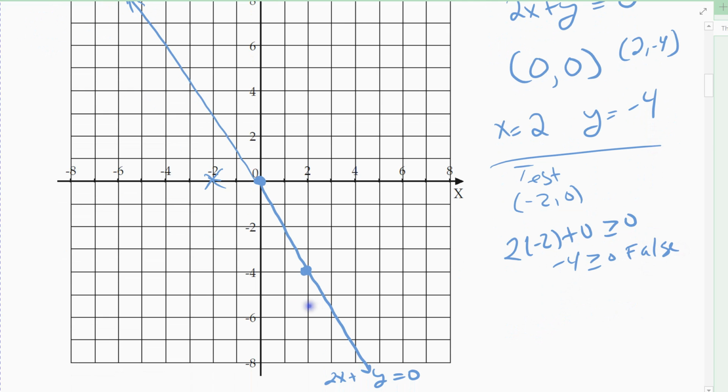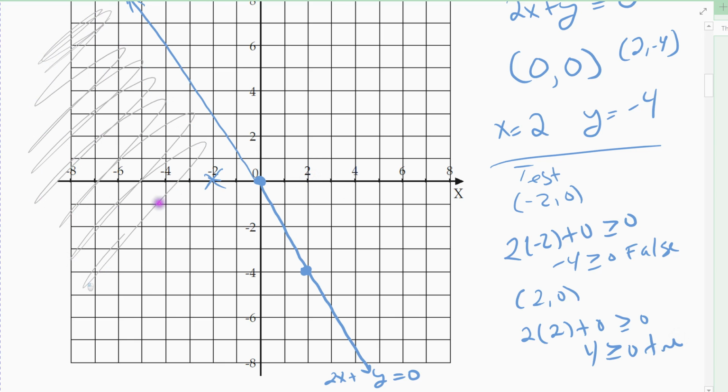So I probably want to shade that side in, but I'm going to test the second point. So I'm going to test one over here. I'm just going to pick the positive version of it. It's just easy to do. So plug 2 in. I get 2 times 2 plus 0 greater than 0, and it comes out positive 4. And that's true. Alright, so this side's my true side. This side's my false side. So remember, I want to block out my false side. So this is the side I don't want.